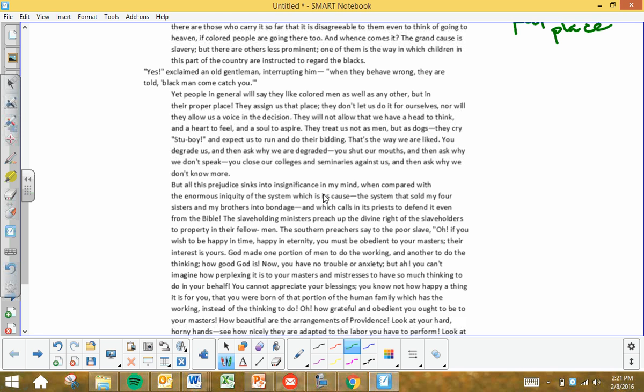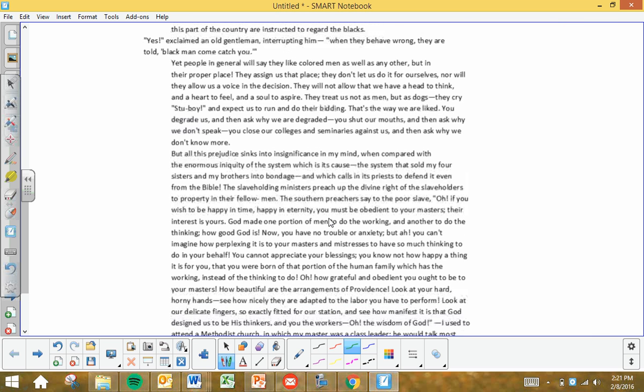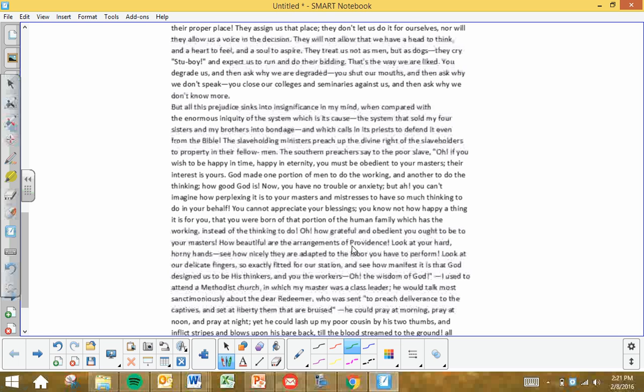But all this prejudice sinks into insignificance in my mind when compared with the iniquity of the system which is its cause. What's the system that caused this problem? Slavery. The system that sold my four sisters and my brother into bondage, and which called in priests to defend it even from the Bible.